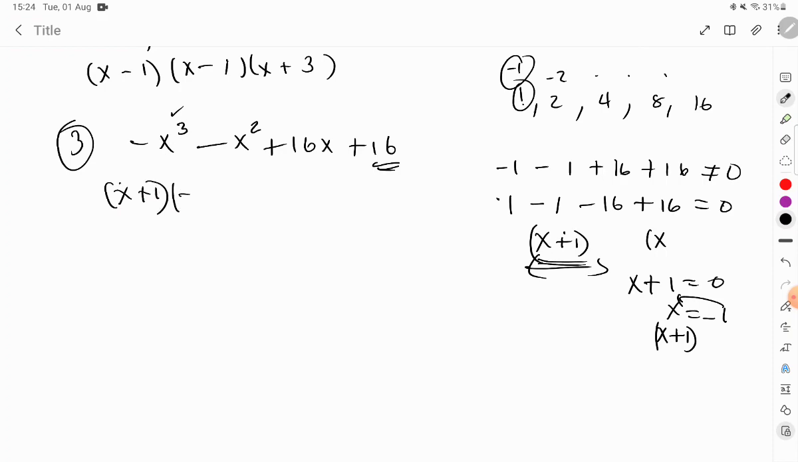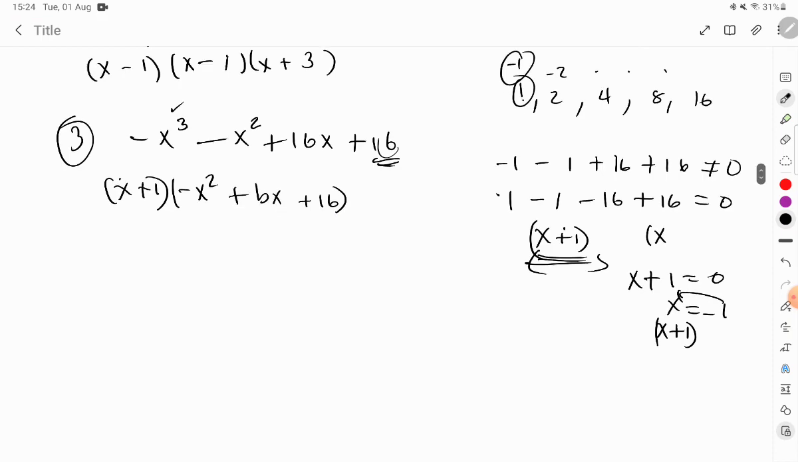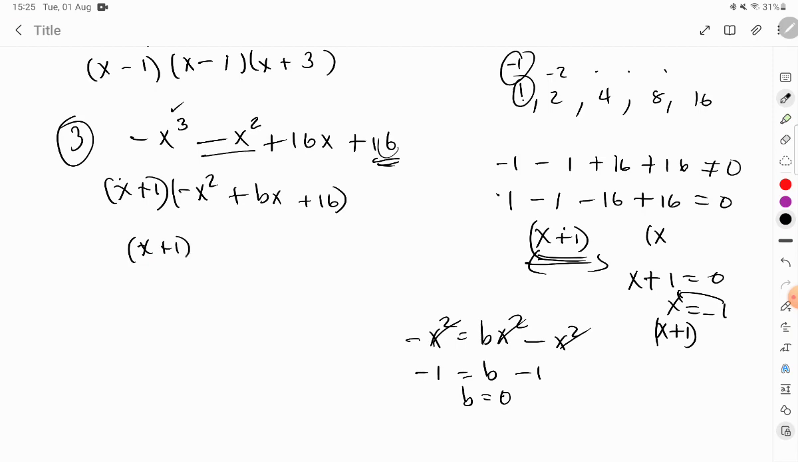You divide that by x, it becomes x squared. Divide the last one by positive 1, it becomes positive 16. Then you've got plus bx here. Now you work out bx. Minus x squared is equal to bx squared minus x squared. Cancel this. You've got minus 1 is equal to, what is this? If you take minus 1, that's just b minus 1, right? So b is definitely 0, so it means this is just (x plus 1)(minus x squared plus 16).